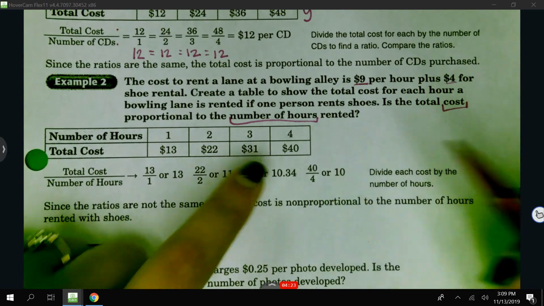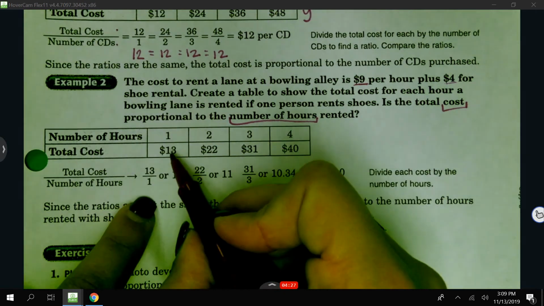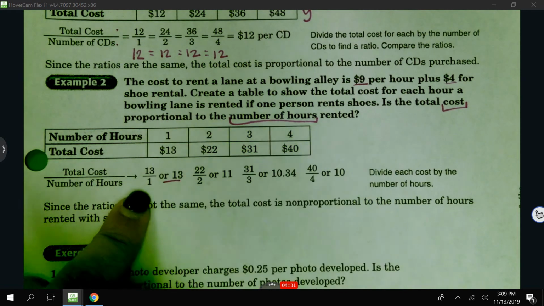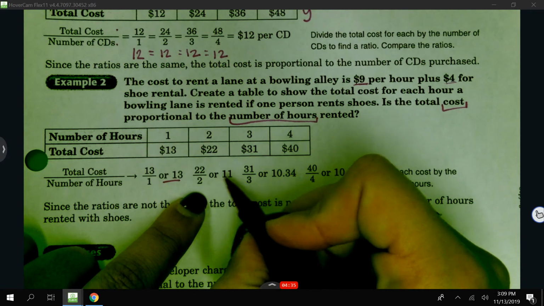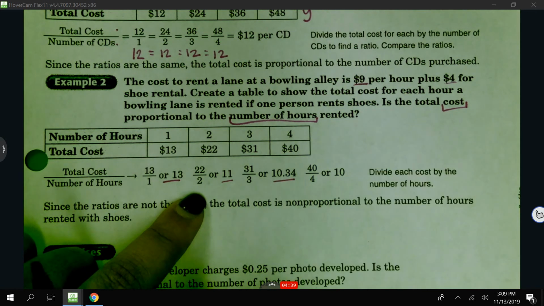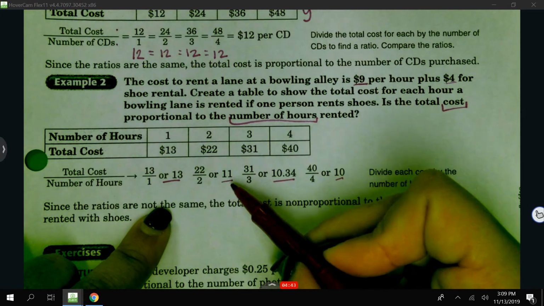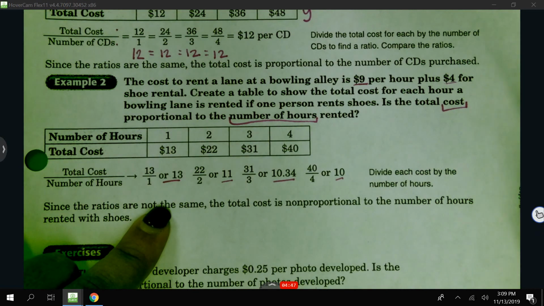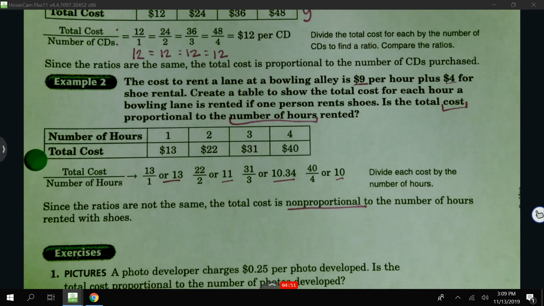So if I look at all of those as a ratio with my cost over hours, that means I've got 13 over 1, which is the same as saying 13. Then I would have 22 over 2, which is 11. 31 over 3, which is about 10.34. And then 40 over 4, which is 10. Are all 4 of these numbers the same? No, they are not the same, which means this is a non-proportional relationship.